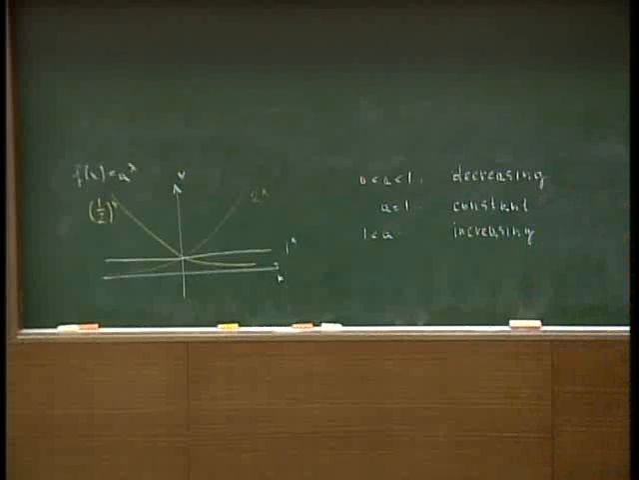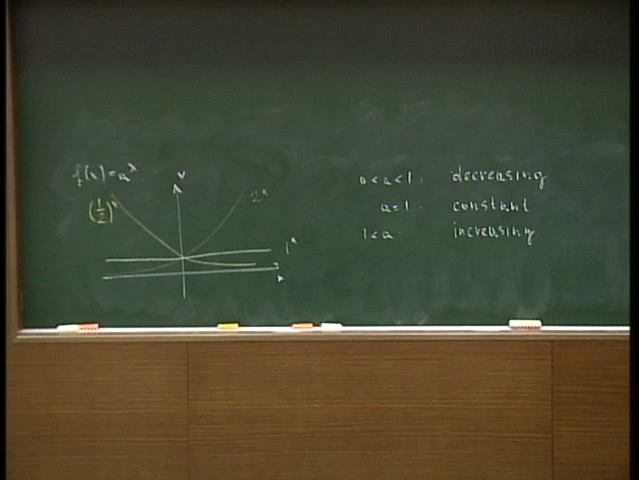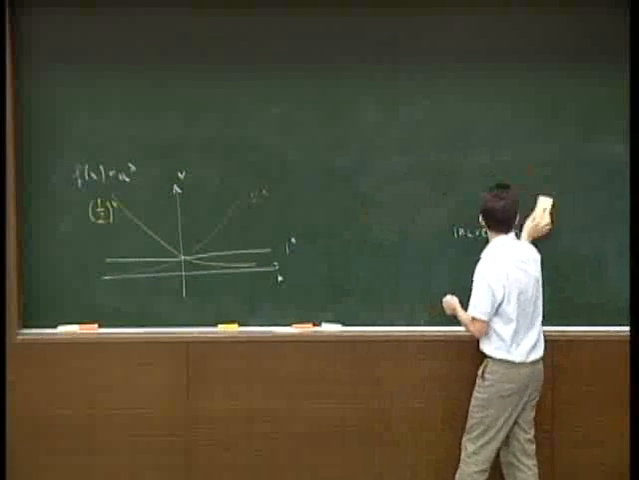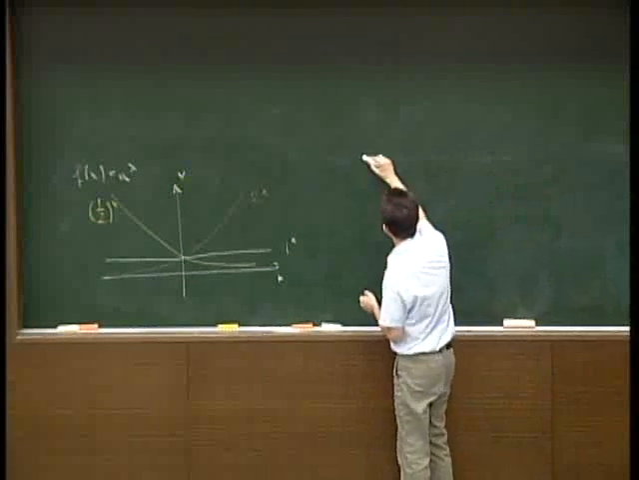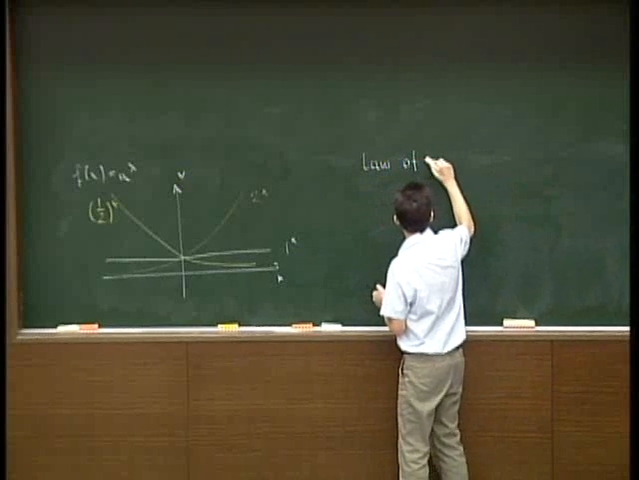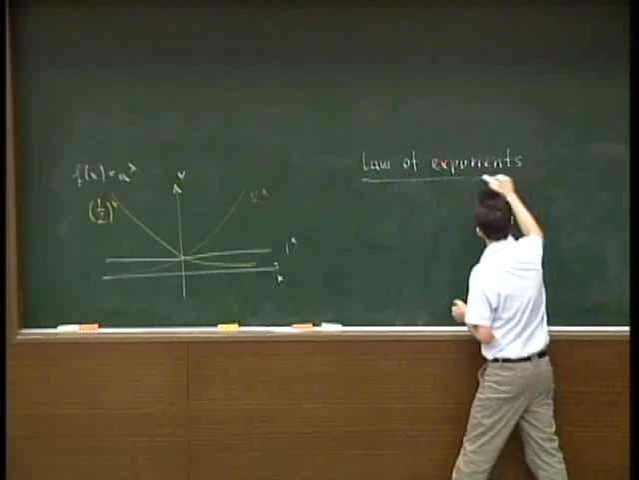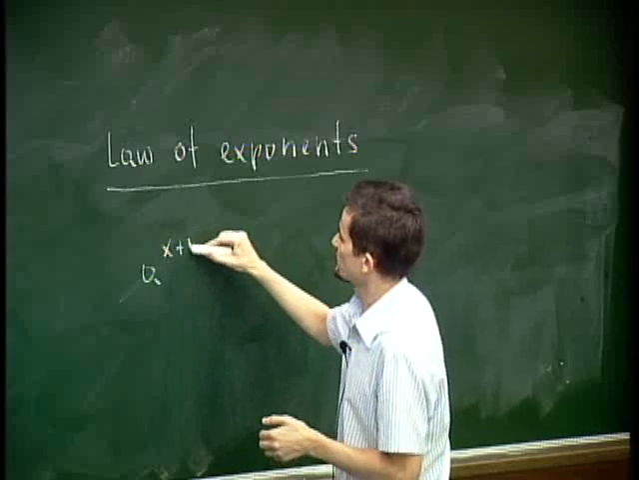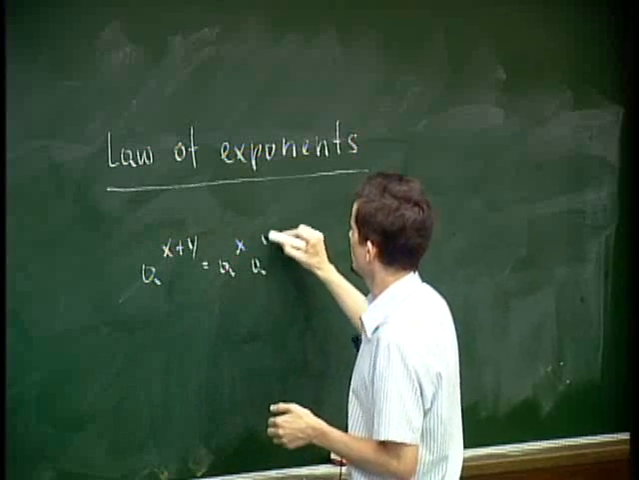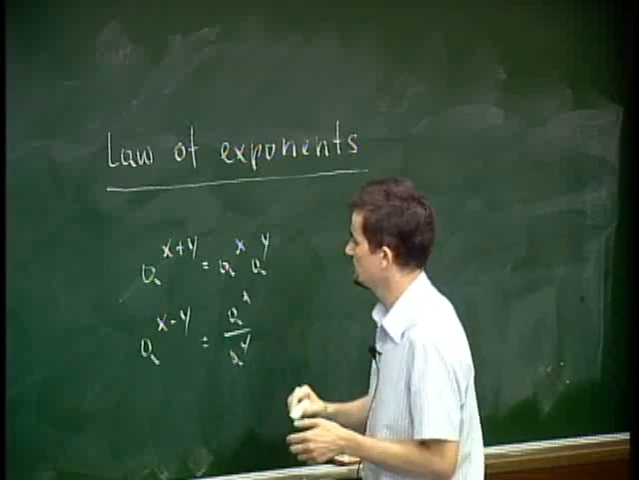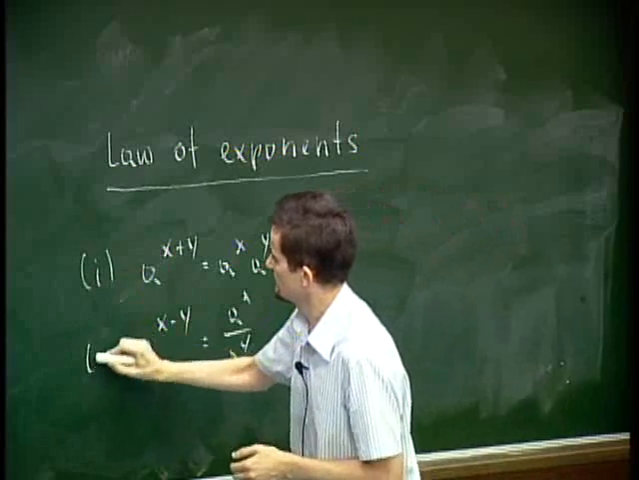Okay, and you also know that those exponential functions satisfy a couple of properties, which in our textbook are called the laws of exponents. So for instance, you have that a to the x plus y is equal to a to the x times a to the y. You have a to the x minus y is equal to a to the x over a to the y. So this is the first one.